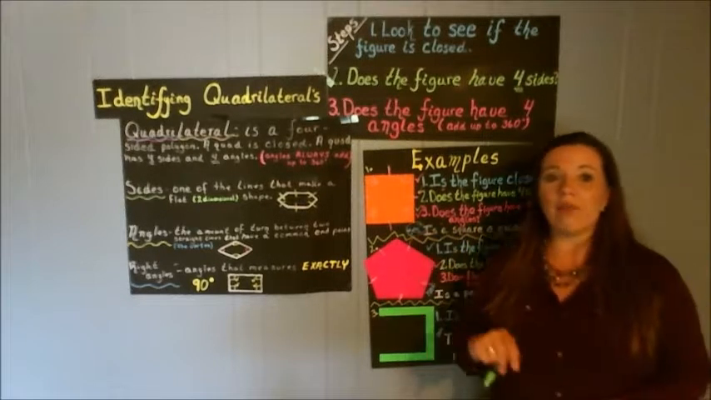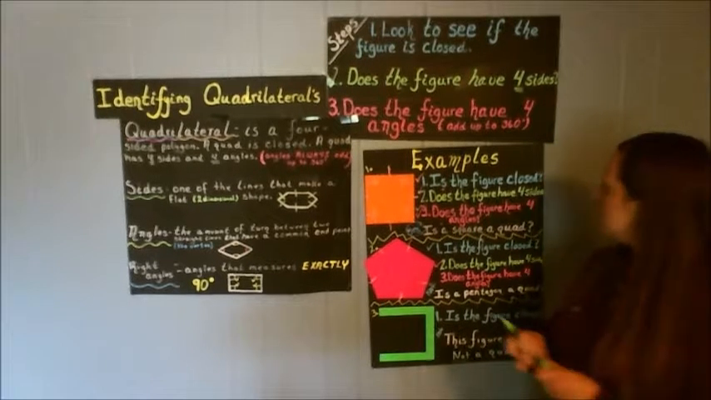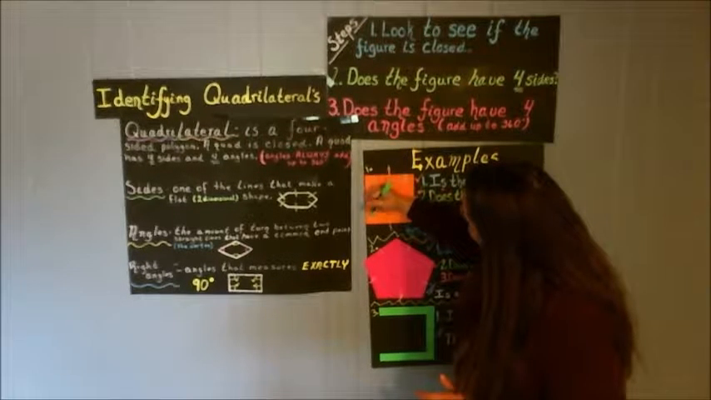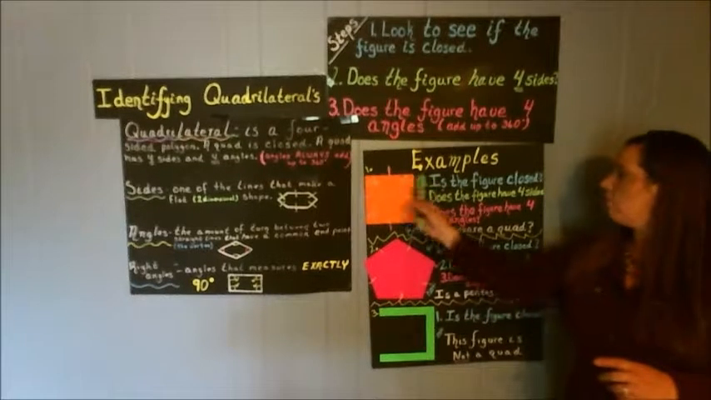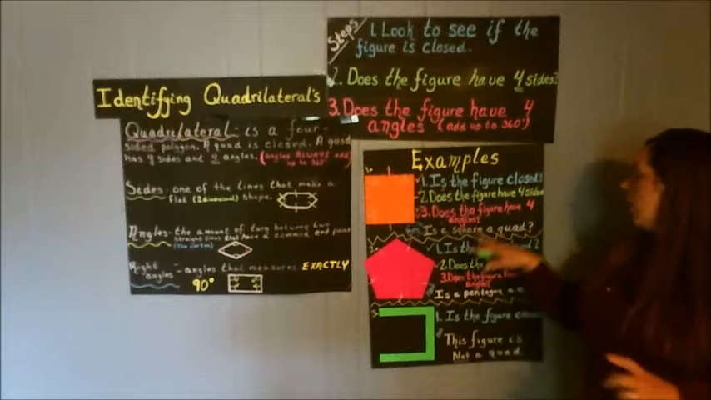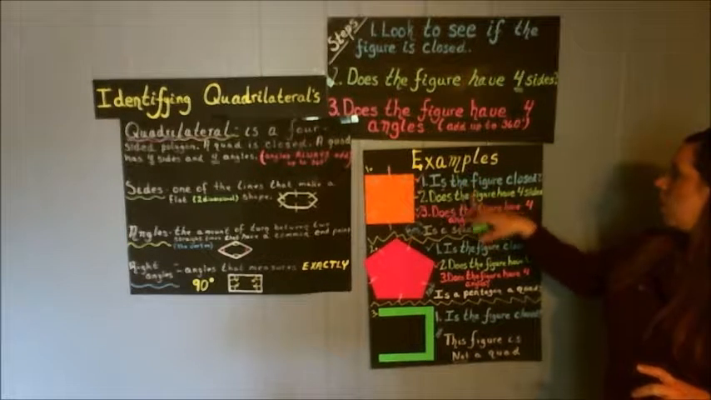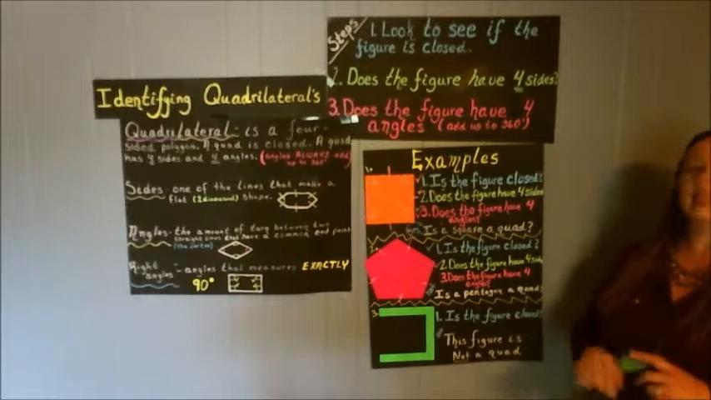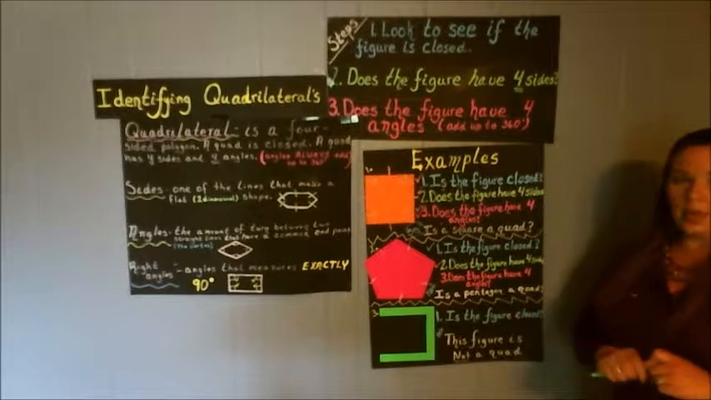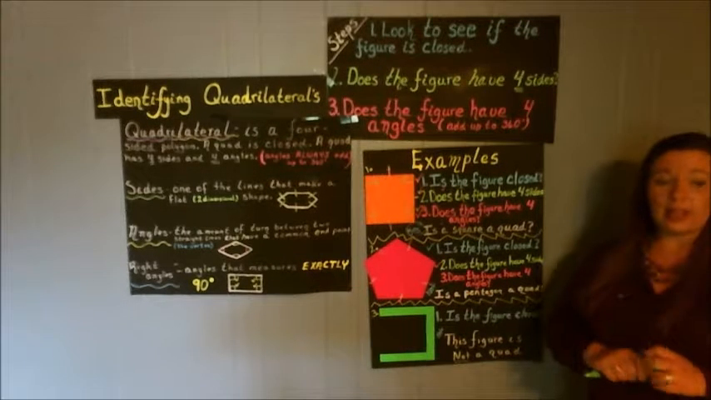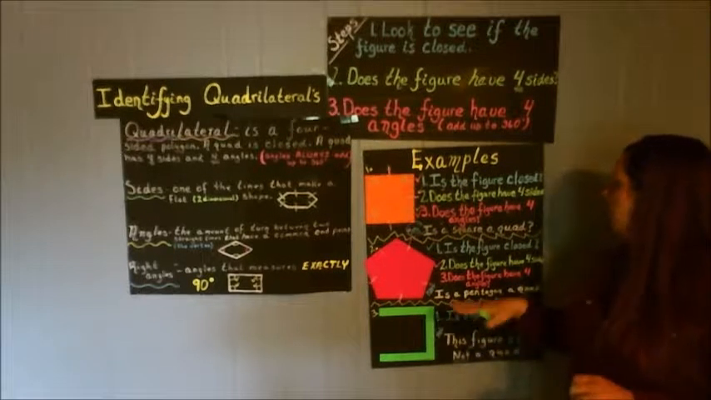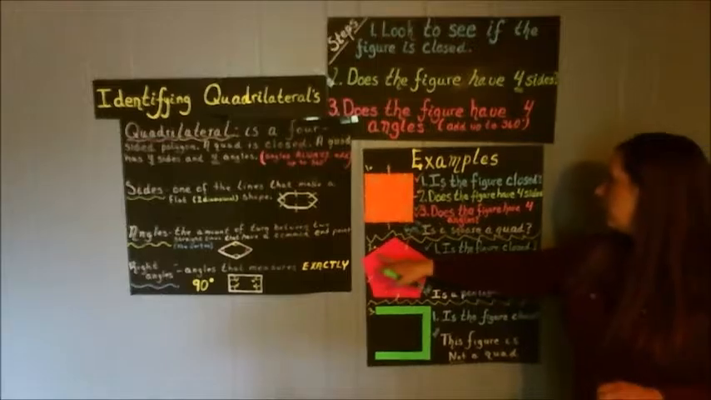Step three. Does the figure have four angles? Well, we have a 90-degree angle here. 1, 2, 3, 4. We have four 90-degree angles on this square. So, is a square a quadrilateral? It meets all of the three steps. Yes, it is. A square is a quadrilateral. Okay, any questions? Right, that's right, Hector. It has to have four sides.